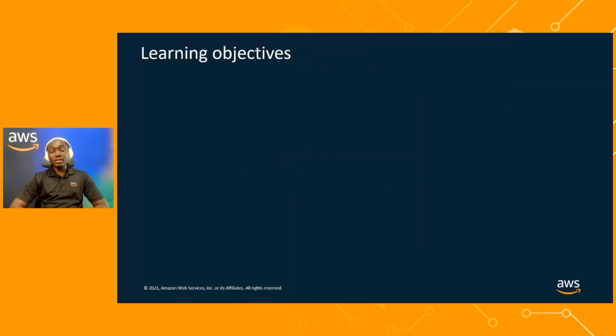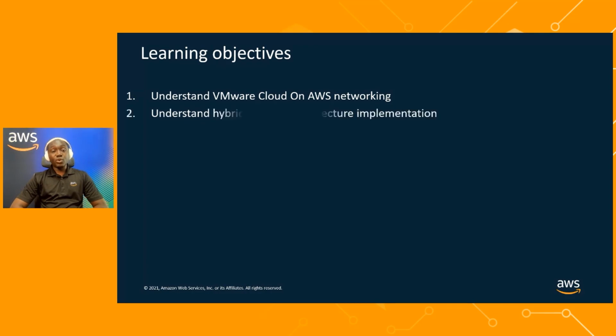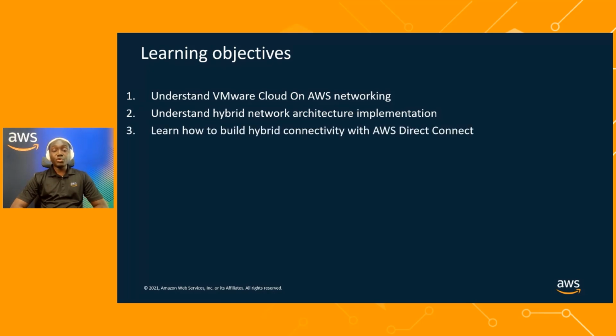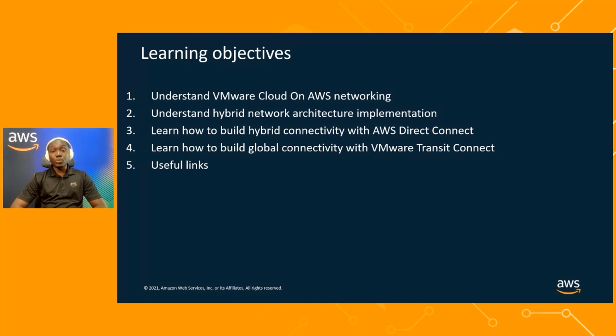And today, the learning objective for this workshop is to help all of you to understand everything networking when it comes to VMware Cloud on AWS. And we would also talk about how to implement hybrid network architectures when it comes to using this service. We would also go through how to do this hybrid connectivity with AWS Direct Connect. And then we will talk through how to build a global connectivity model for hybrid connections using VMware Transit Connect. And then we will share some useful links with you as well.